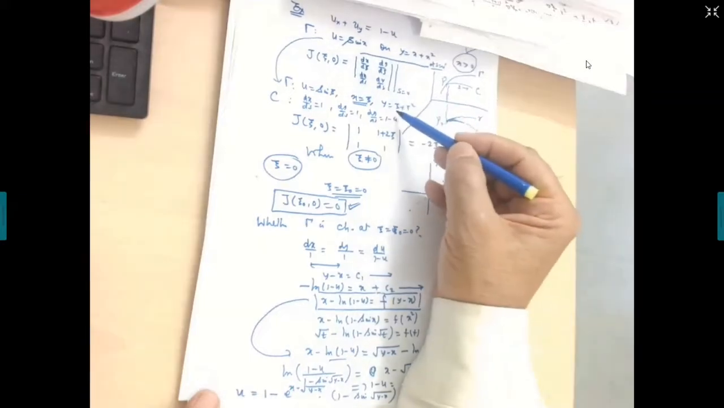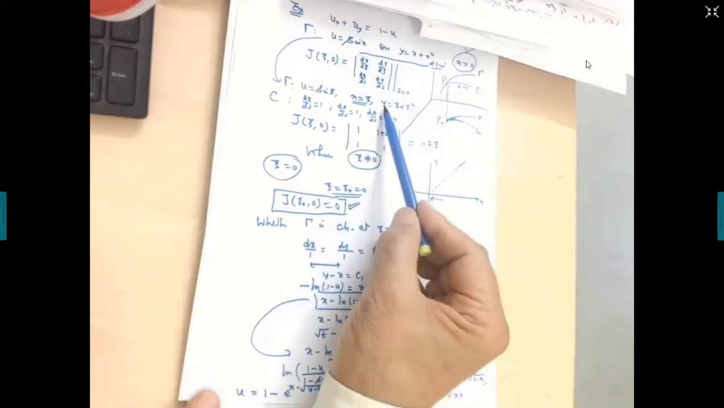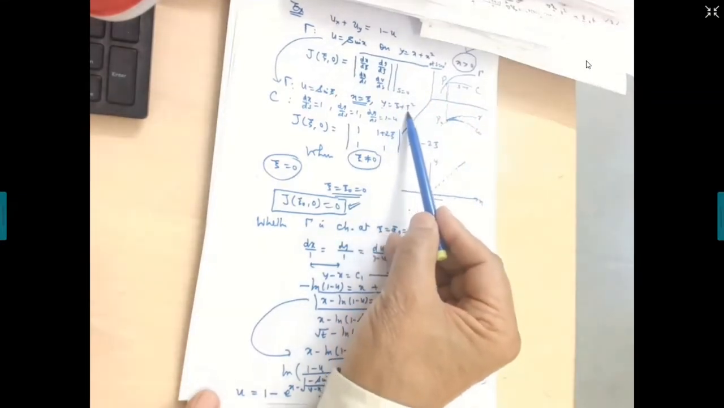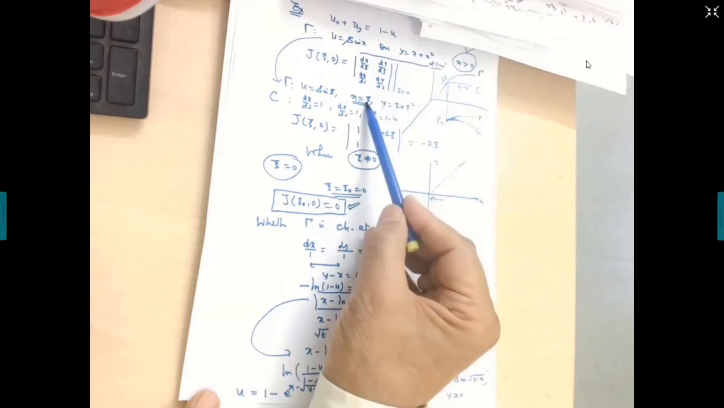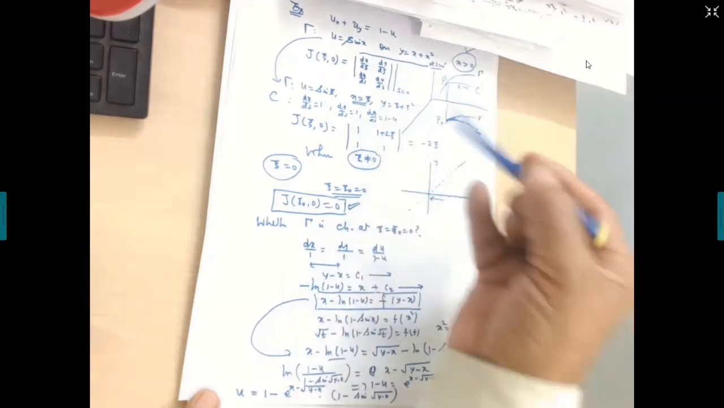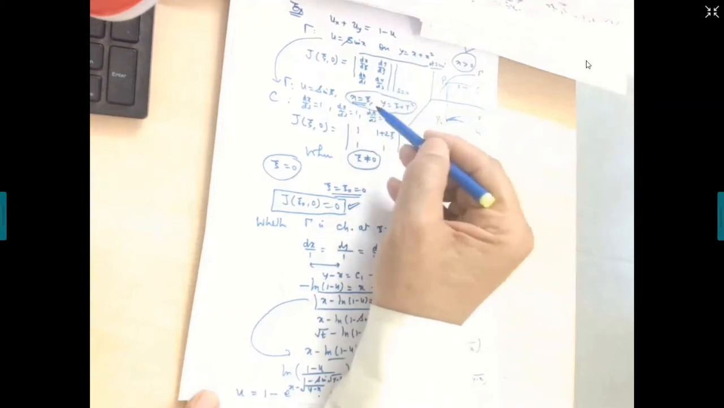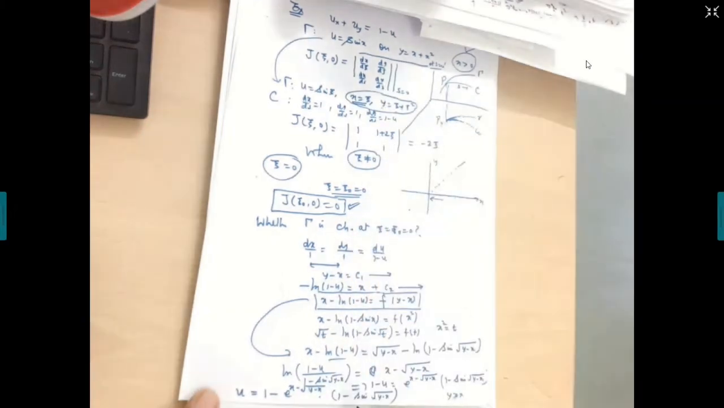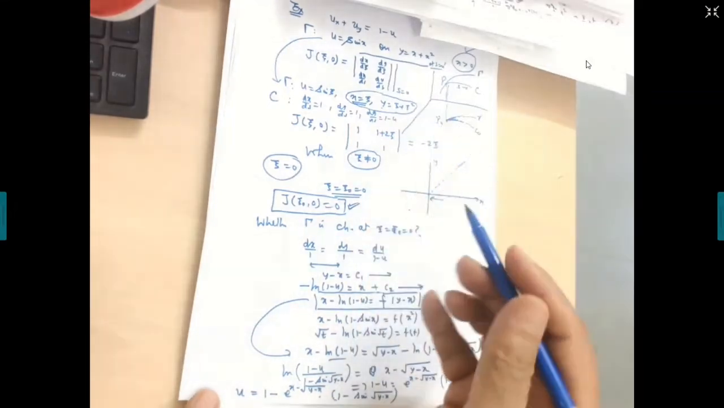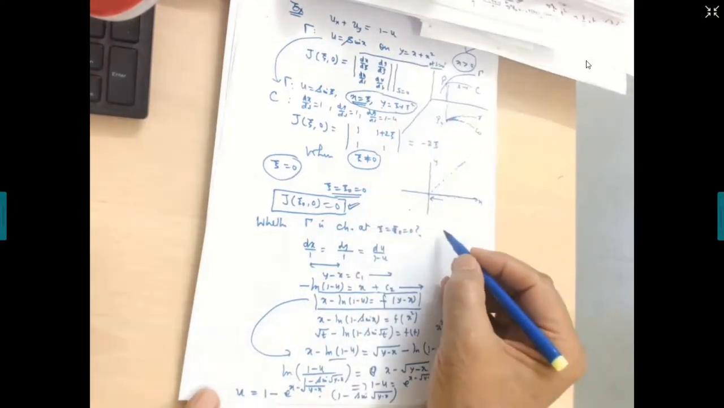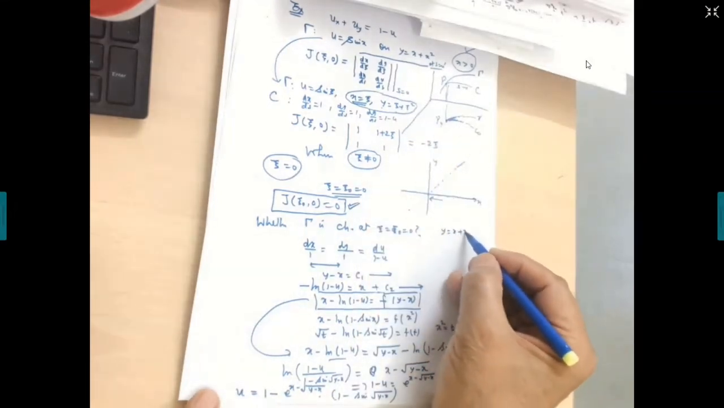parabolas. You can see in the xy plane, can you see? y is equal to xi plus xi square and x is equal to xi. So if I eliminate xi from these two, I get the locus. If I eliminate xi from these two equations, I get the characteristic curve, namely y is equal to x plus x square.